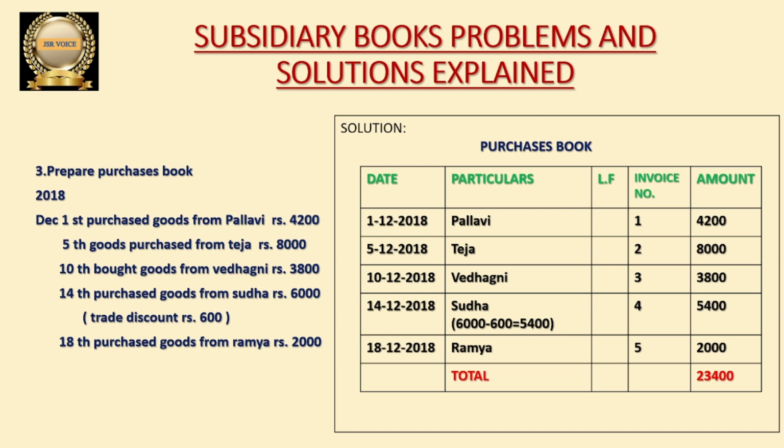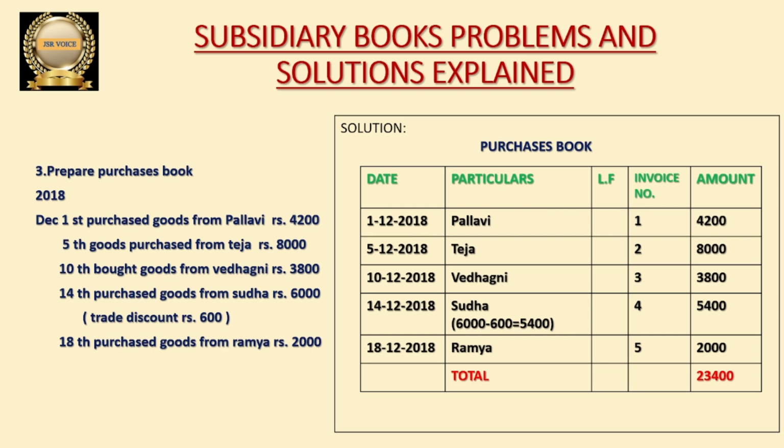If percentage is not mentioned and an amount is given, we have to deduct that trade discount amount. Here 600 rupees is given. We should deduct that, so from 6600 we have to deduct. We are getting 5400. That will be recorded in the amount column. Clear? Let us discuss the next transaction.